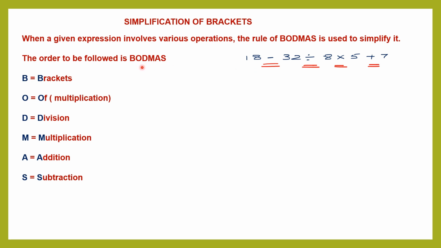Now what does BODMAS stand for? B stands for brackets. O stands for of, that means multiplication. D is for division. M is for multiplication, A addition and S subtraction. So this is the order that we must follow. First, you have to remove brackets if there are. But in this example, there are no brackets. That means next we have to go on to of. Here also we don't have of. So the next one we have to do is division.